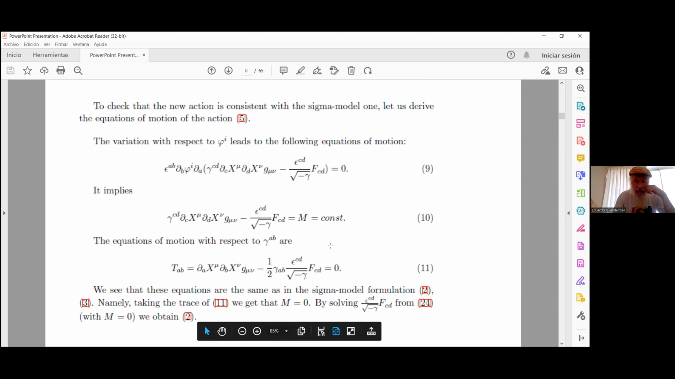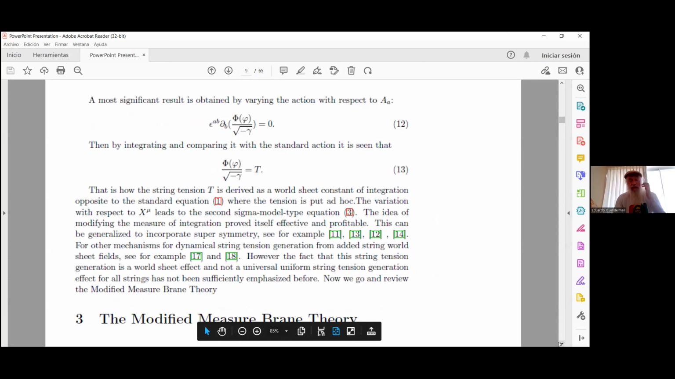So then you can solve this object here, epsilon CD FCD divided by square root of minus gamma, and then you get the ordinary Polyakov action, Polyakov equations. The most interesting equation, however, most interesting in the sense that it is the new feature of the theory, is the variation of the gauge fields. It gives you this equation.